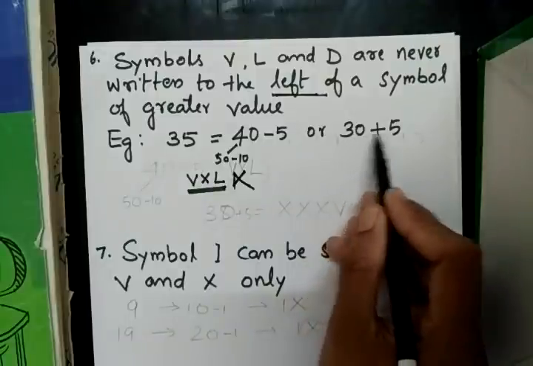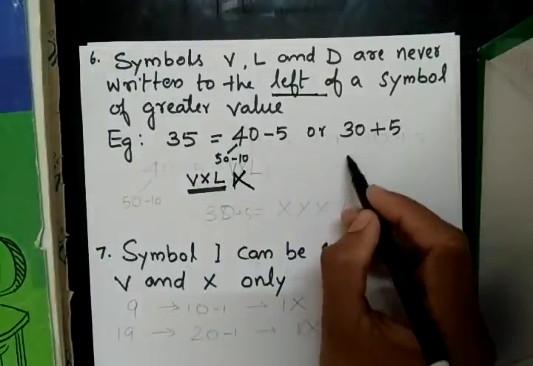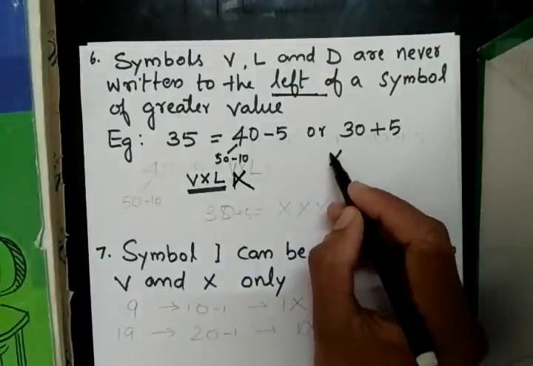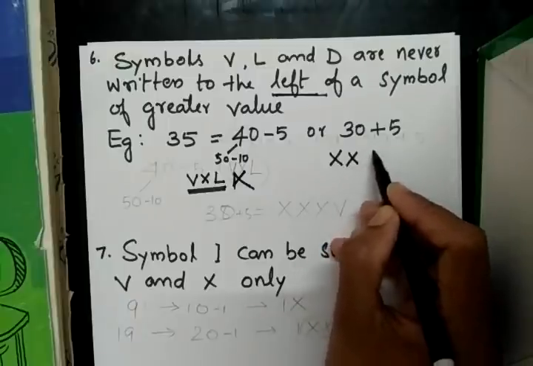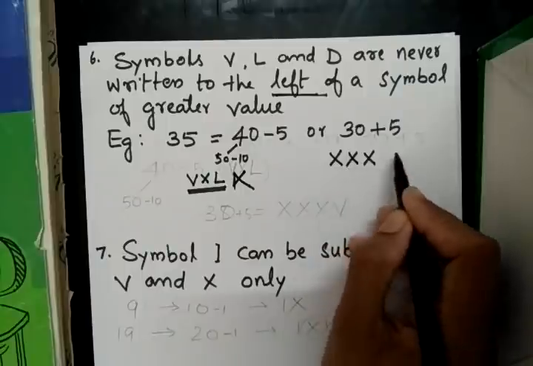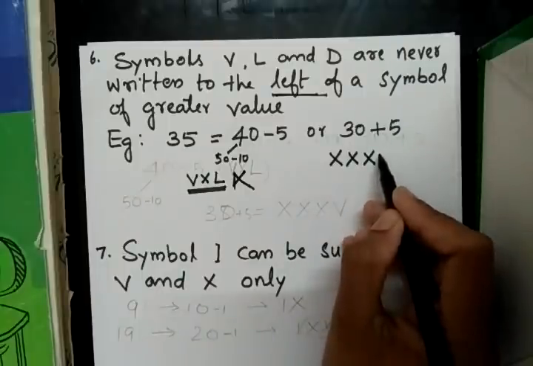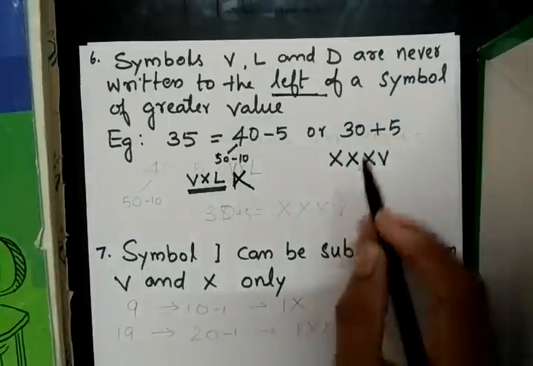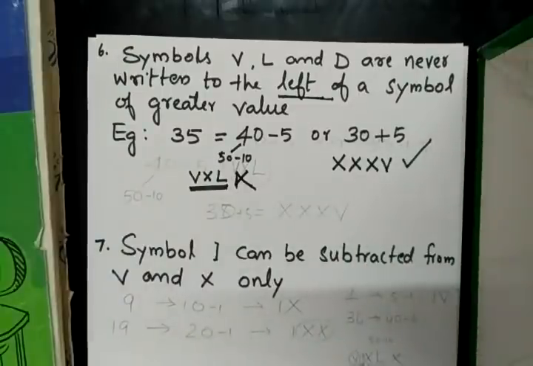35 can also be written as 30 plus 5. So 30 plus 5. How can we write 30? 30 means 10 plus 10 plus 10. This is 30. This is correct. We can repeat 3 times. And plus 5. Plus 5 means it should go on the right side. So this is the correct Roman numeral for 35.